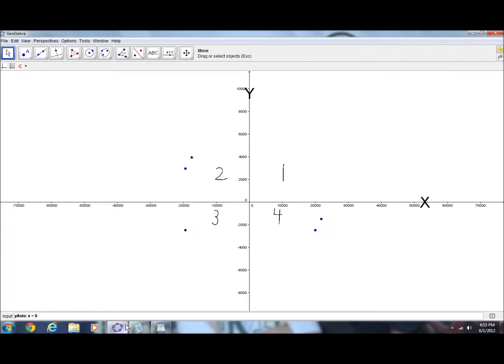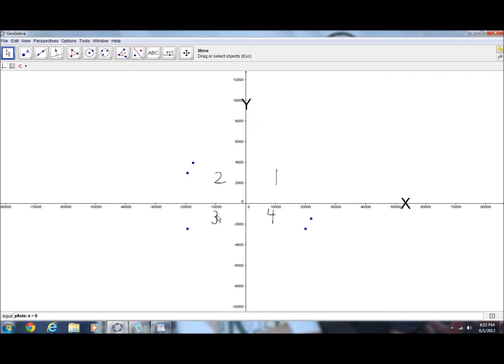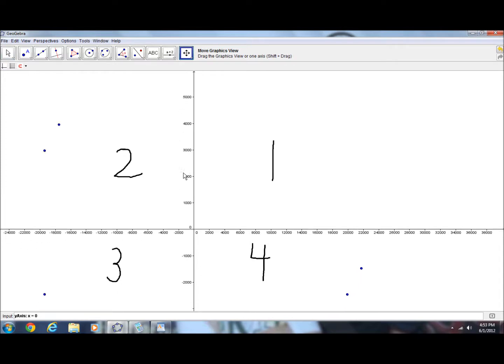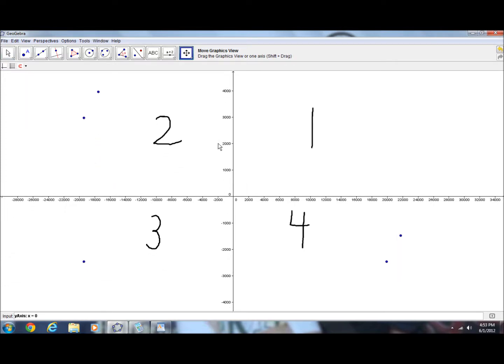One sec. Let's just zoom in over there. Get a good look at the Cartesian plane.